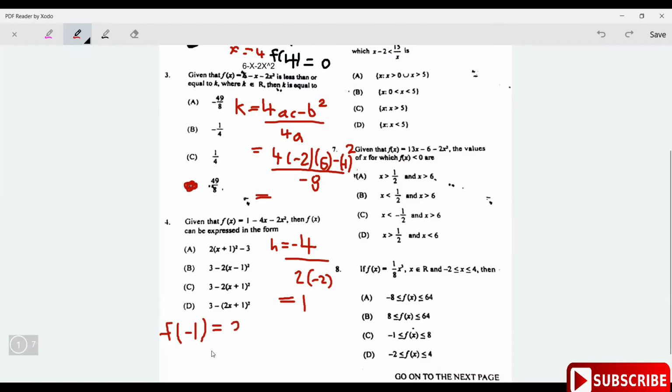And so that means that the function f can be written as 3 minus, because a is negative, 2 times x plus h, so it's x plus 1, all squared. Nice and easy. Where is that one? Option C.